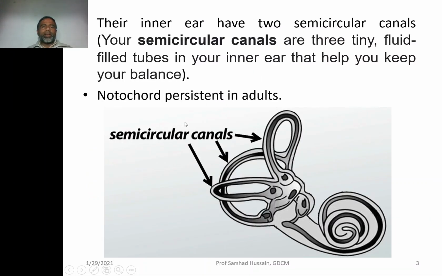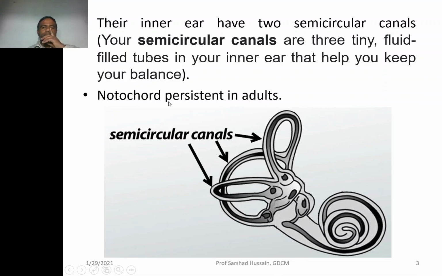Then the inner ear of the Agnatha has only two semicircular canals. Normally, we have three semicircular canals in the inner ear. The semicircular canals are fluid-filled canals which maintain the balance of the organism. But in the case of Agnatha, they have only two semicircular canals, not the three as shown in this picture.